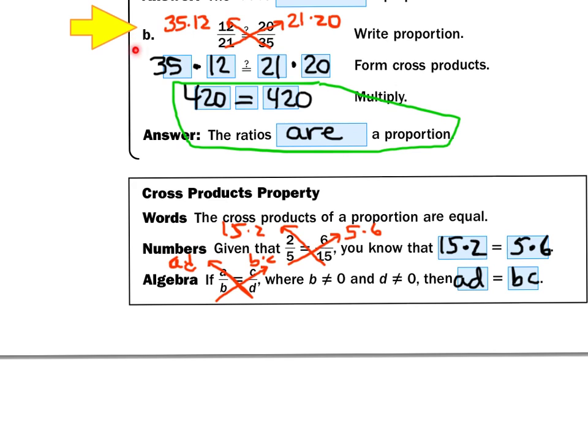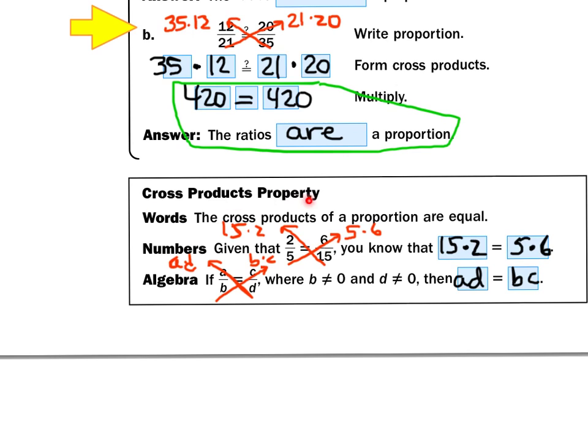All right, so take a look at B right here. They want us to compare 12 over 21 and 20 over 35. So I shoot the arrow across, 21 times 20 goes over here, and then I start at the 35, shoot the arrow across, 35 times 12 goes over here, and when I multiplied them, I found 420 and 420, so I brought down the equal sign. They are equal, so those ratios are a proportion.